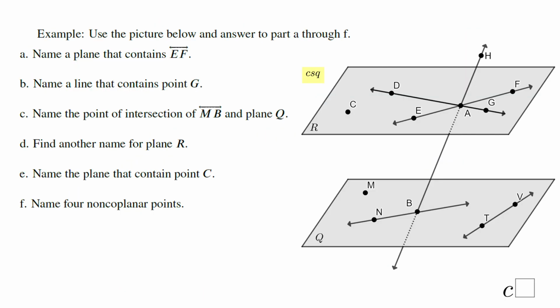So let's take a look here. Use the picture below and answer part A to F. You notice it's already a little bit different. We have 2 planes. Name a plane that contains line EF. Let's see, it's E and F. We see it, it's right here. Line EF is in plane R. Of course, you can use 3 letters to name that plane, but I'm going to stay here. You may want to practice that. Name a line that contains point G.